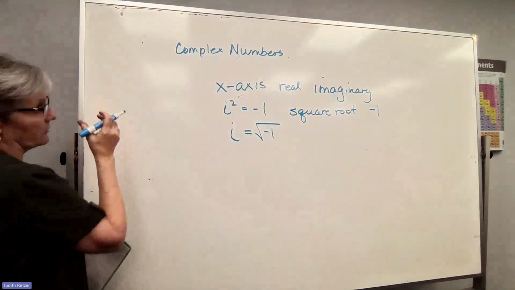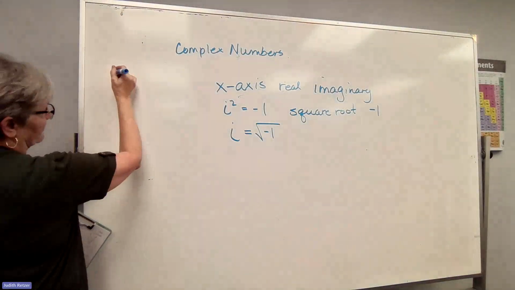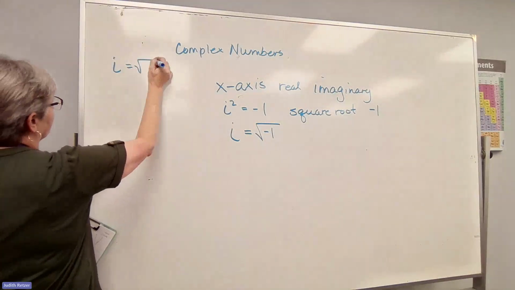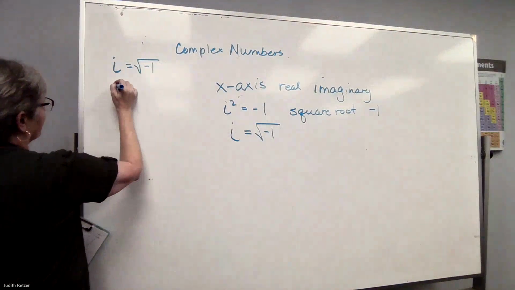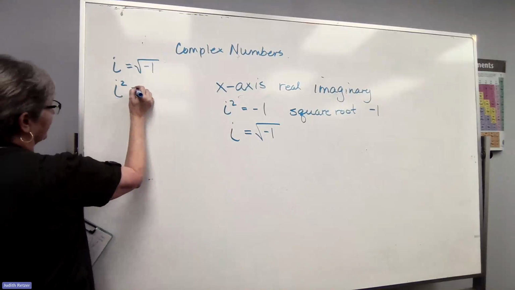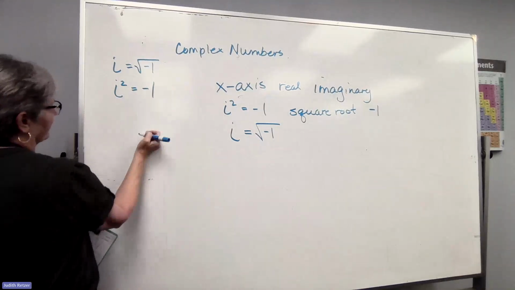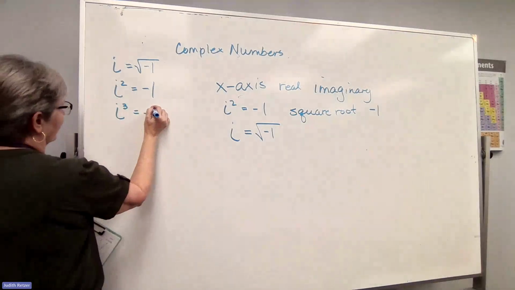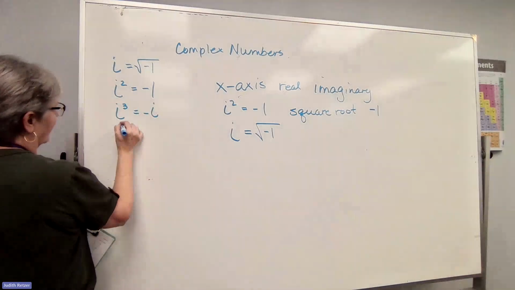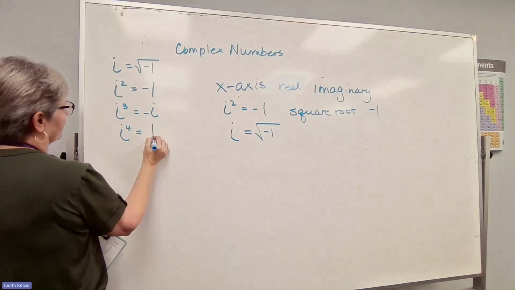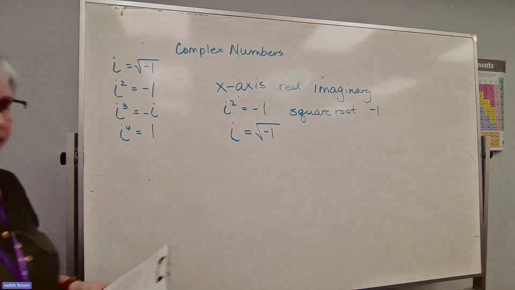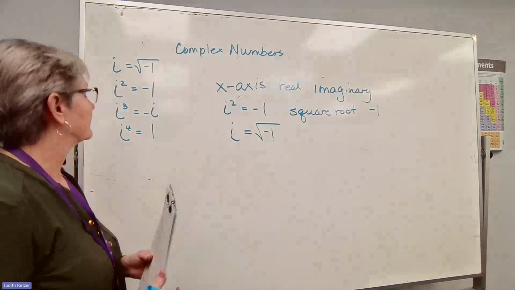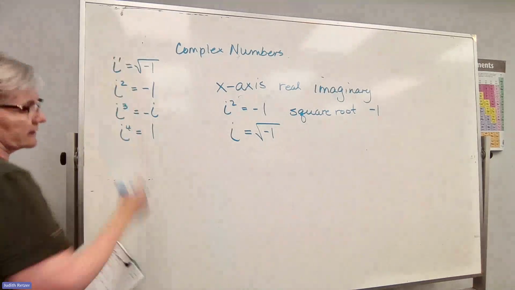Okay, so you have a chart there, but I'm also going to put this chart up here so we can refer to it. Okay, so i is the square root of -1. i squared equals -1. i cubed equals -i, and i to the 4th equals 1. We'll get to this part in a bit. Okay, this is i to the 1st, basically.